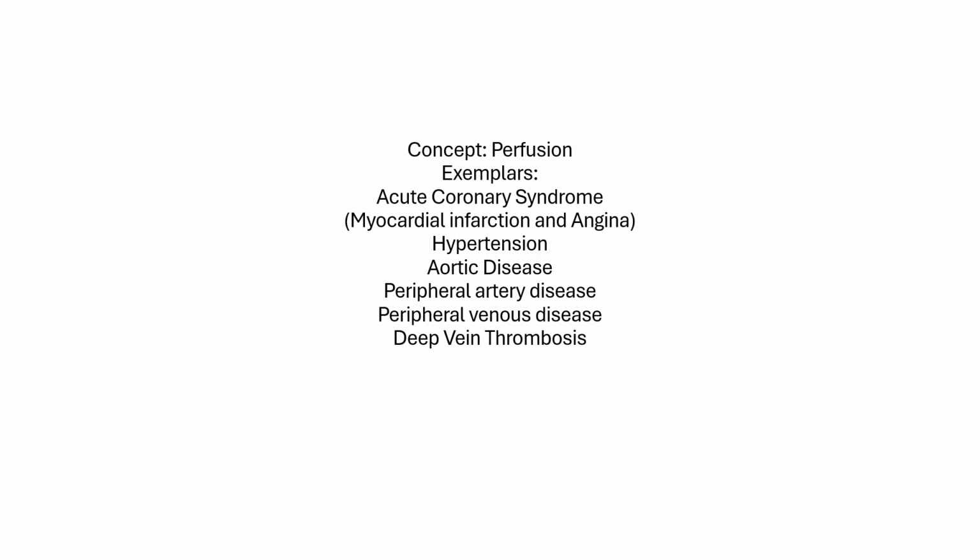Welcome to Unit 4. This unit is on the concept of perfusion. There are several exemplars that we're going to be teaching you this time. Acute coronary syndrome, which is also an umbrella term for a myocardial infarction, which is a heart attack, and angina. Also, we're going to start off with hypertension, aortic disease, peripheral artery disease, peripheral venous disease, which is also known as chronic venous insufficiency, and we're going to talk about deep vein thrombosis.